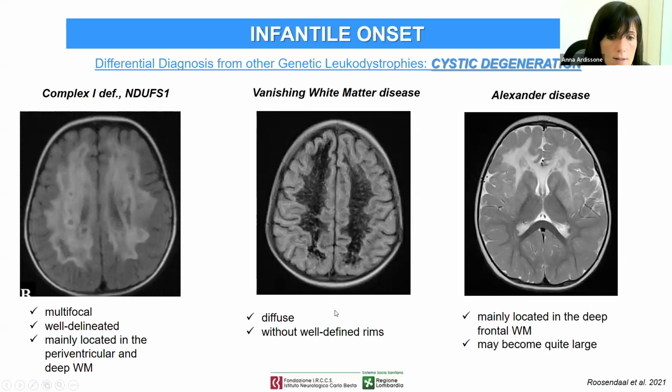In vanishing white matter disease, they are generally diffuse and without well-defined rims. And in Alexander leukodystrophy, the cavitations are mainly located in the deep frontal white matter and may become quite large.